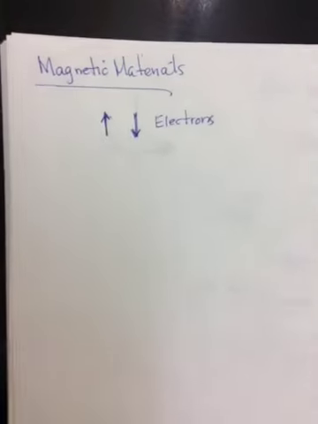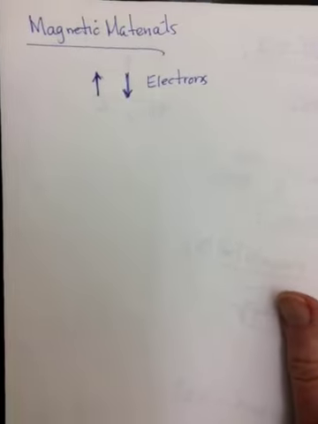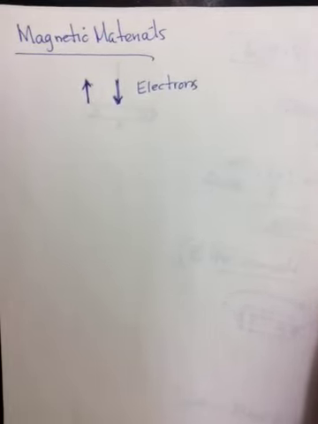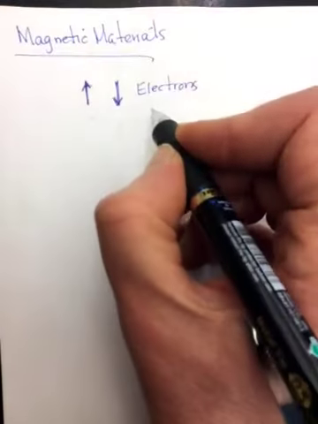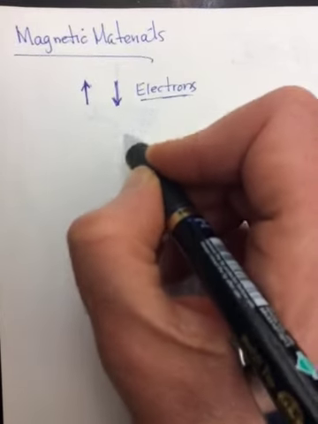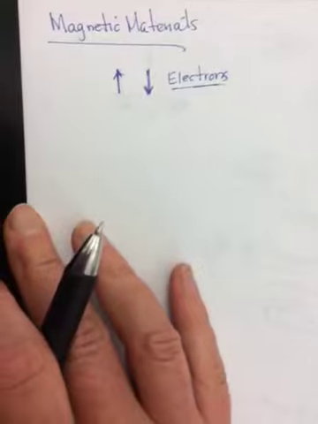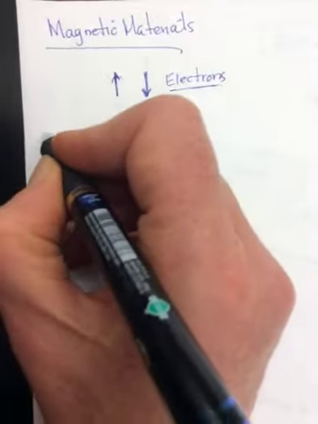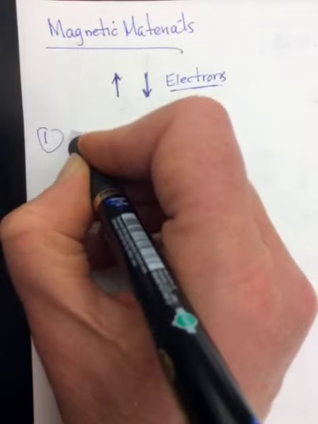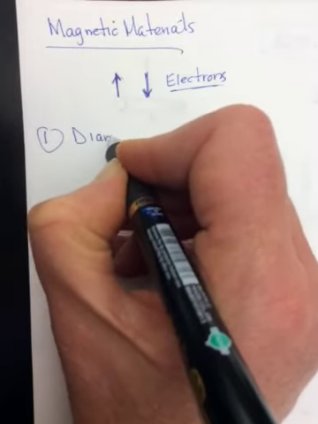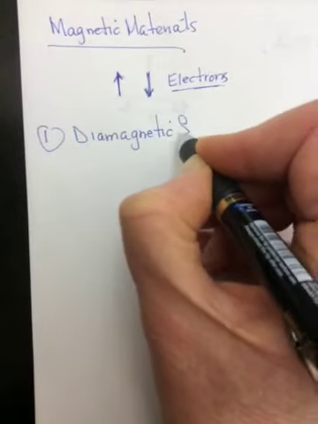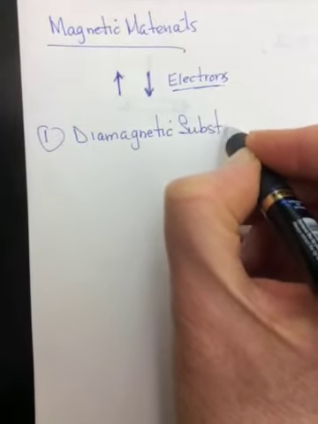So then imagine that all material is made up of electrons. If all material is made up of electrons, then all material could end up having magnetic properties. The magnetic properties of materials really depend on how the electrons are lined up. And so we categorize all materials into 3 categories. The first category is called diamagnetic substances.